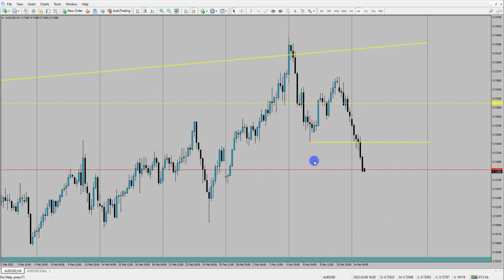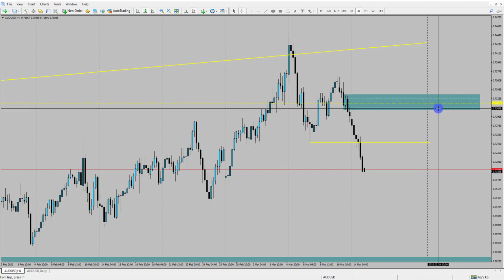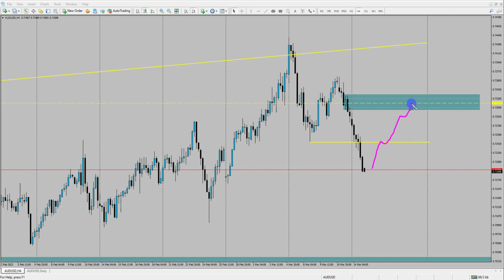So the way I look at that is the last bullish candlestick before price made this new low. Now that bullish candlestick is all the way up here at the moment, around about the 0.7305 area. So first of all, that is an area of interest for me. If price was to come back into this zone, start to reject or change trend on the lower time frame, I'd be looking for opportunities to get short here on Aussie US dollar.